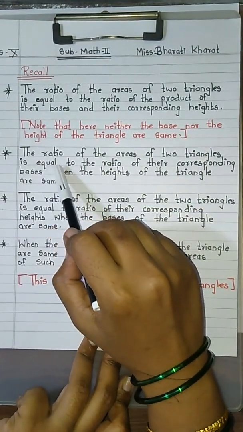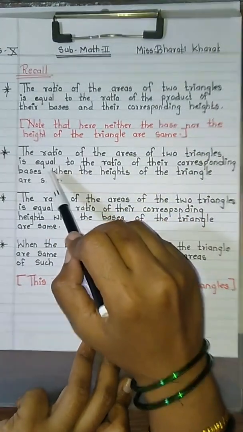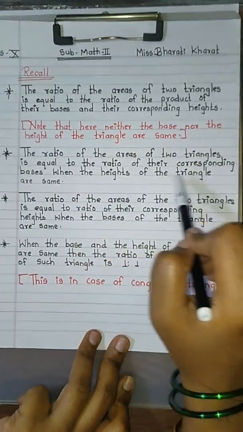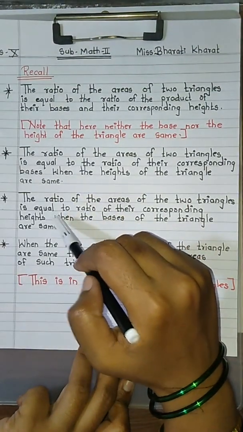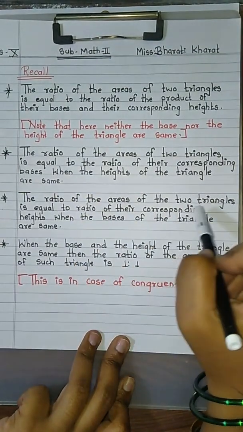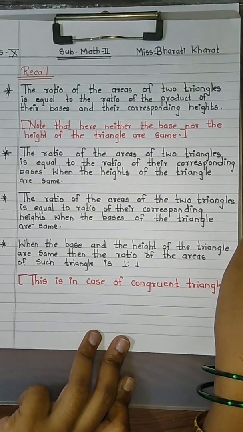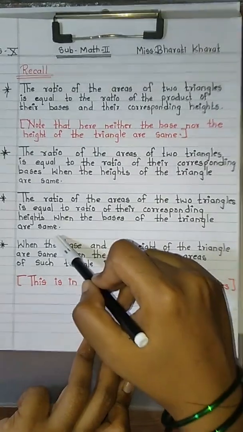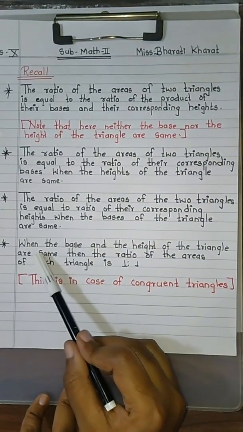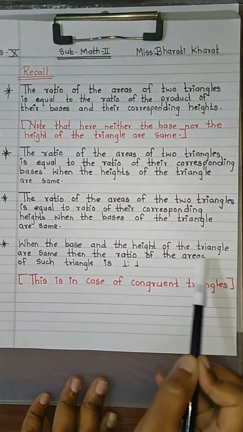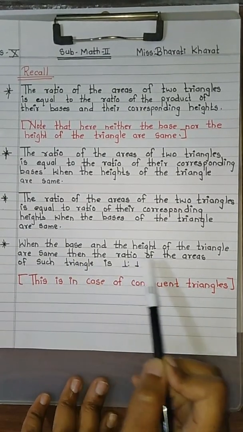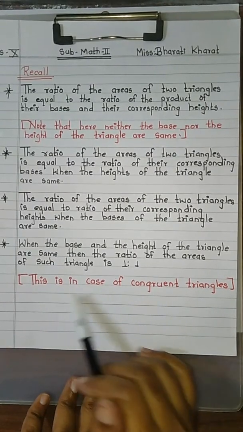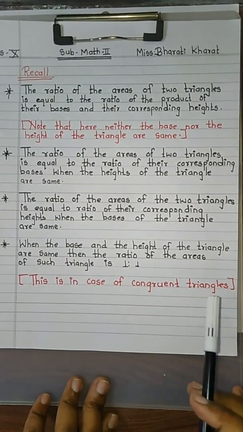Secondly, we have studied the ratio of the areas of two triangles is equal to the ratio of their corresponding bases when the heights of the triangles are same. Thirdly, the ratio of the areas of two triangles is equal to the ratio of the corresponding heights when the bases of the triangles are same. And lastly, when the base and the height of the triangles are same, then the ratio of the areas of such triangles is 1:1. This is in case of congruent triangles.